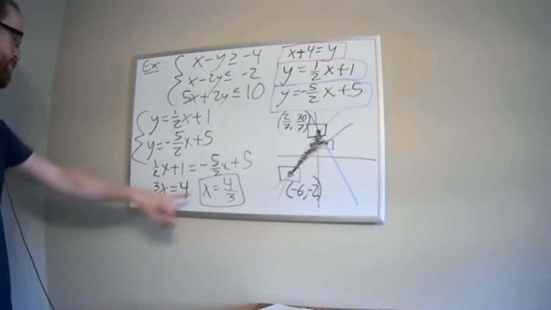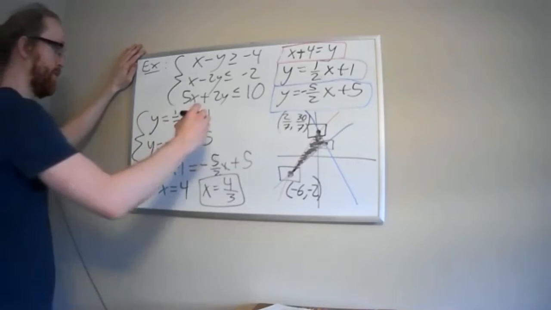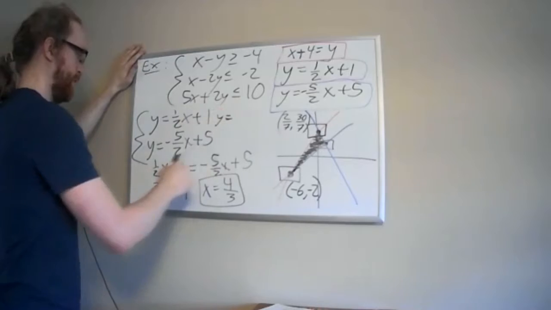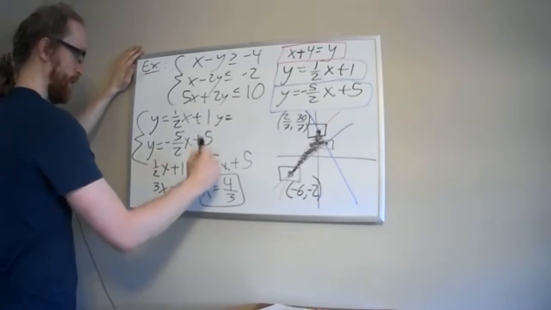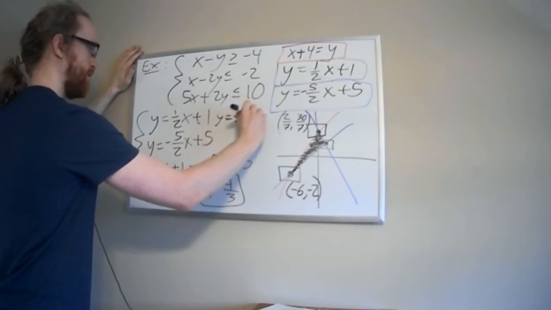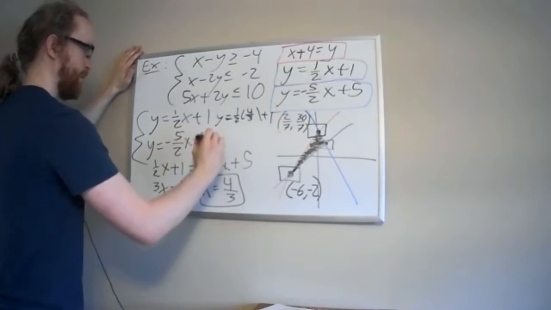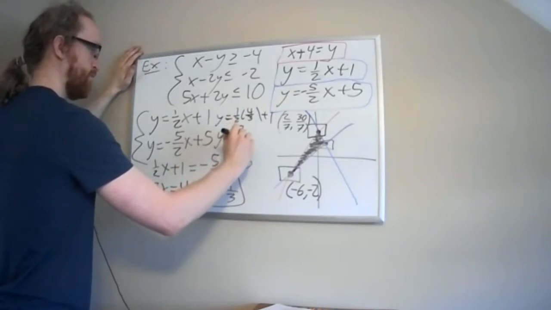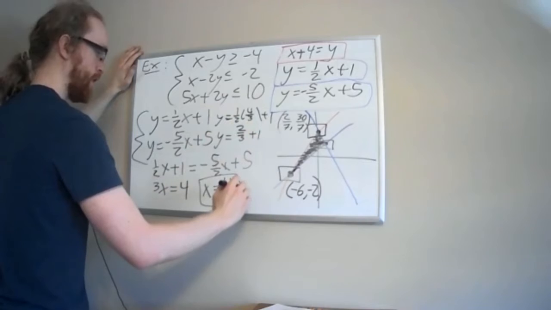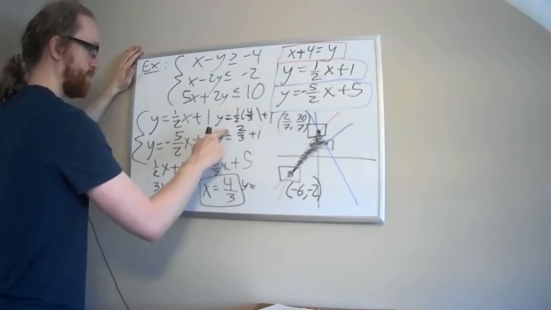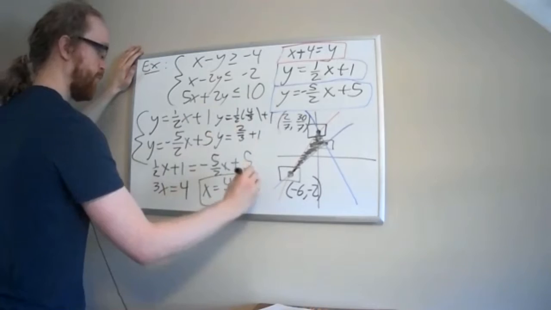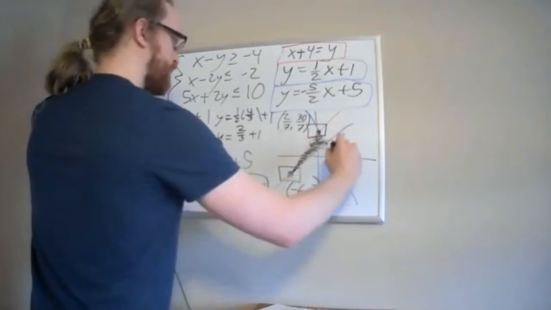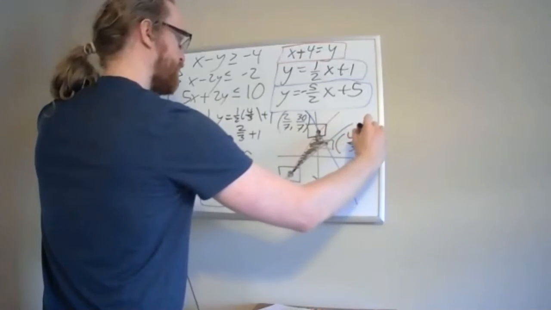And then finally, we just substitute this in again, and I'll find y. So y is equal to, pick whichever one you want. It doesn't matter. We'll do the first equation. So that's 1/2 times 4/3 plus 1. So y is equal to, let's see, 2 over 3 plus 1. So I think y is equal to 5 over 3. So these coordinates, it looks like, are 4 over 3 and 5 over 3.